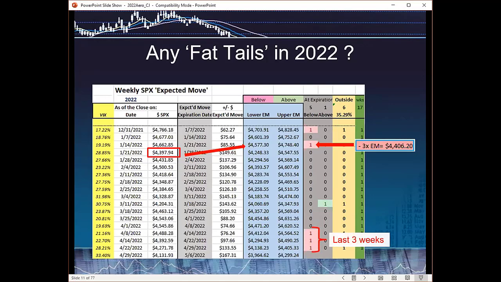What else have we seen? Well, the last 3 weeks, we saw a close each and every week below the one standard deviation move for that week. And the size of the expected move has grown bigger each of those weeks. You can see 4 weeks ago, it was $76. 3 weeks ago, it was $97. Last week, it was $133. And this week, it's $167.